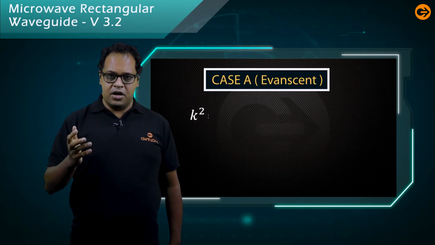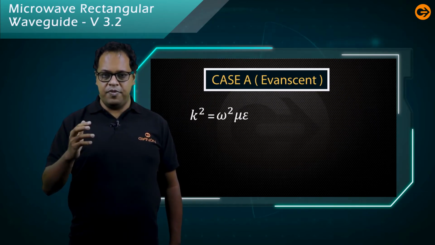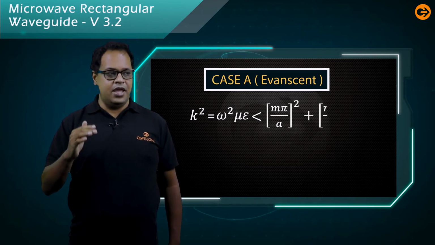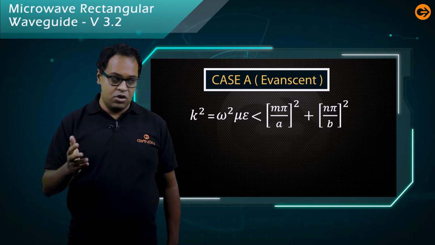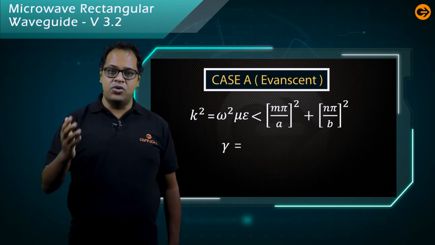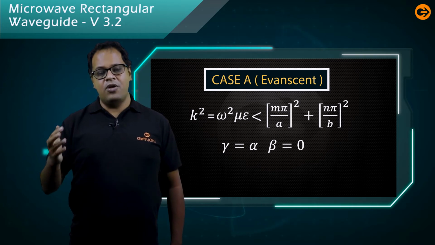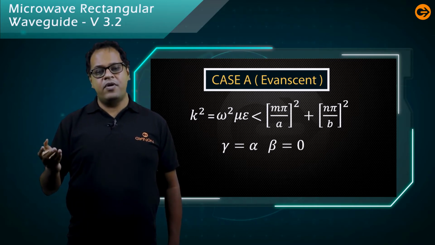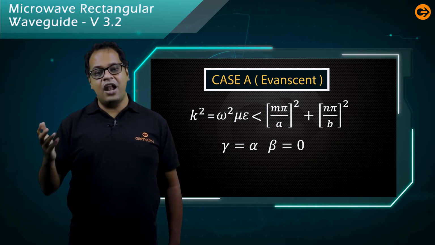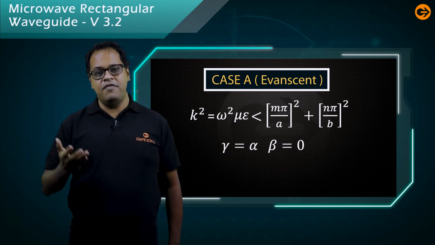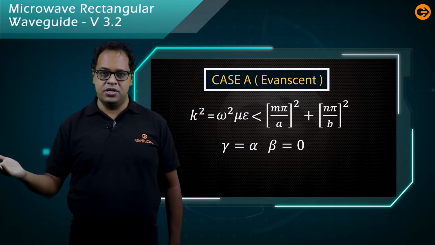Now let us discuss the second case, that is the evanescent mode. Here k square is equal to omega square mu epsilon, which is less than (m pi by a) square plus (n pi by b) square. So gamma is equal to alpha and beta is 0. And you are already aware from our previous lecture that this alpha is the attenuation constant. So the wave is totally attenuated.